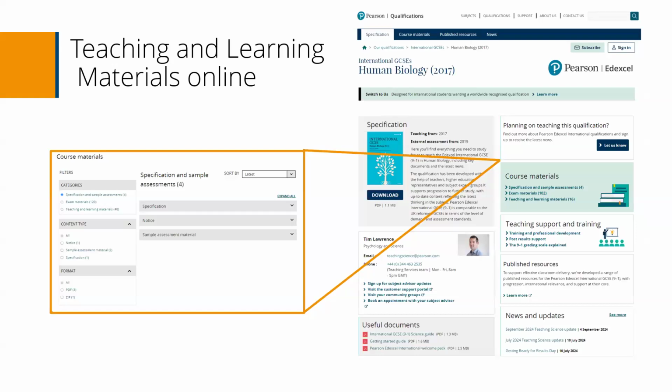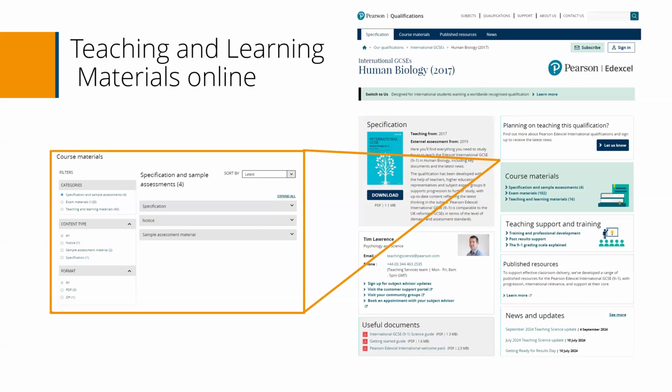It's a really good place for us to start because it shows you what that page looks like on the Pearson website. It shows you the name of the qualification, the course materials, and a copy of the spec. It shows you Tim Lawrence, who is the Pearson contact supporting the teachers. It shows you published sources and teachable. And if you click on course materials, this window opens up.